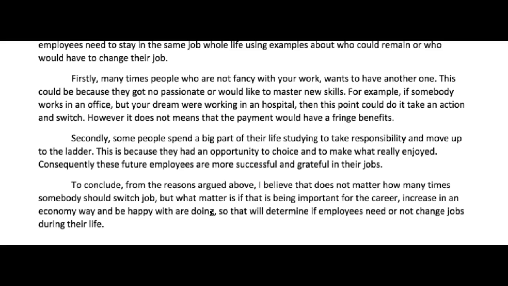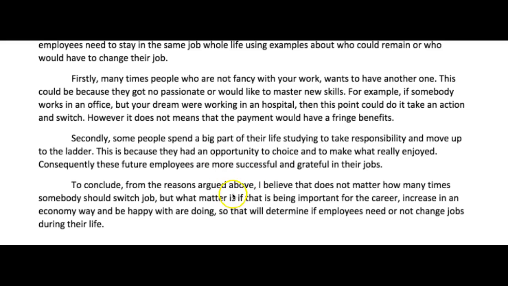Secondly, some people spend a big part or a large part of their life studying to take responsibility and move up the ladder. Good vocabulary. This is because they had an opportunity of choice and really enjoyed it. Okay. Consequently, these future employees will need an example in this sentence, are more successful and grateful in their jobs. Okay, but task response is a serious issue here. We haven't really talked about switching jobs.